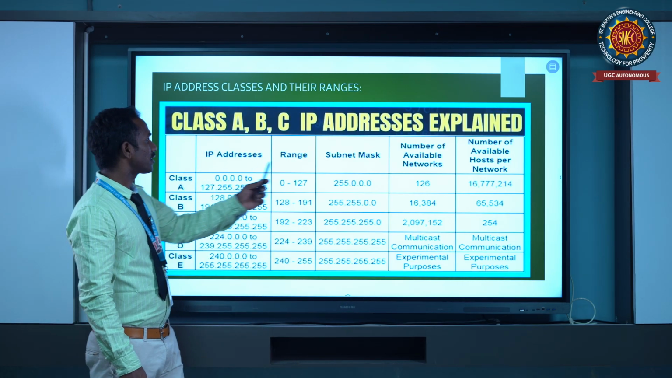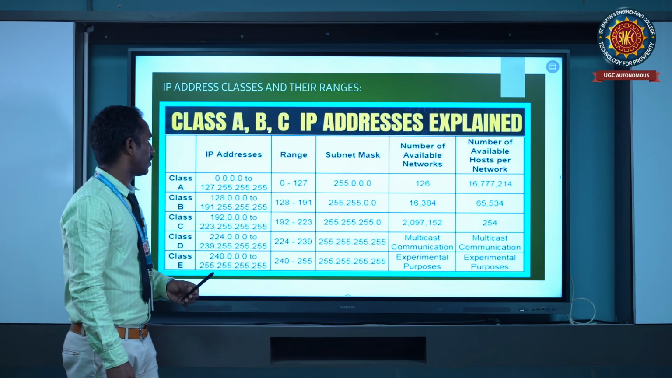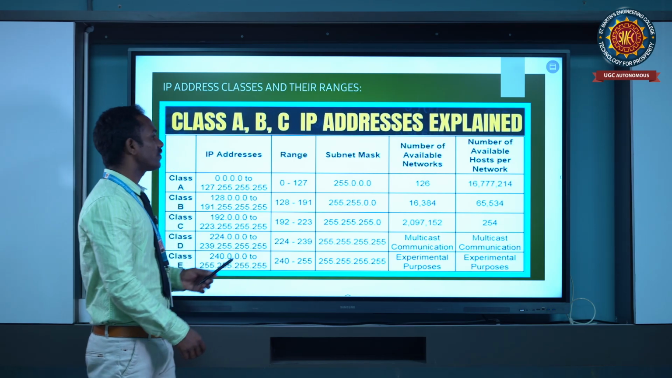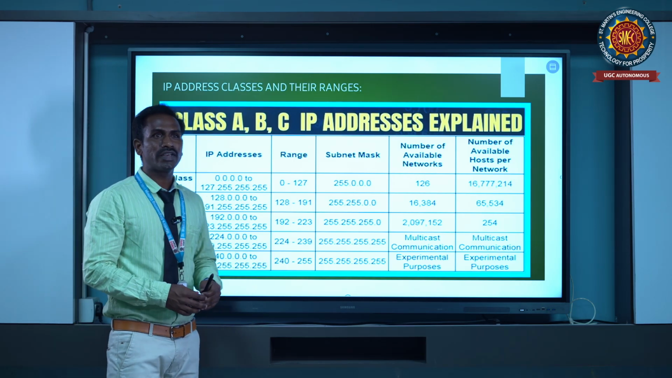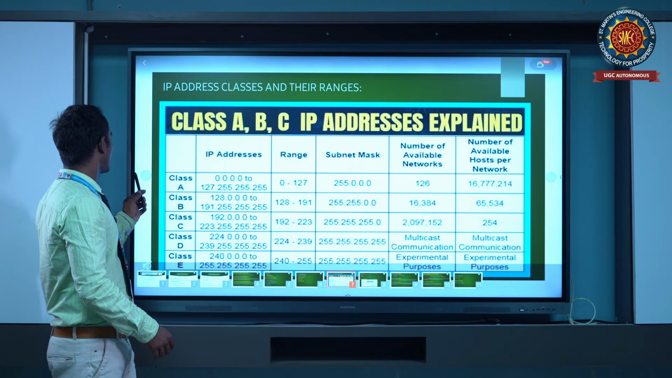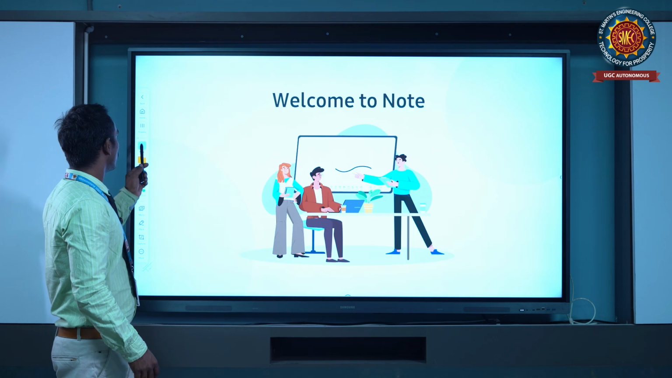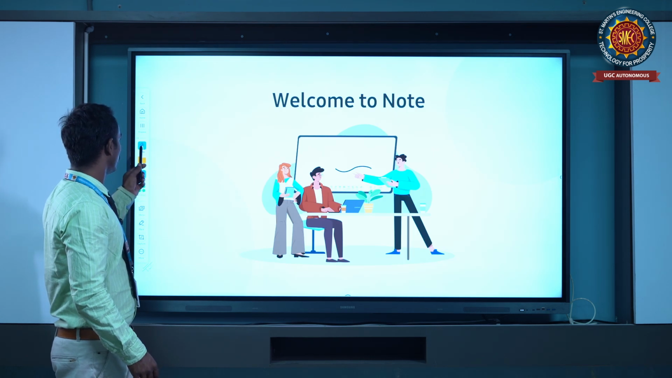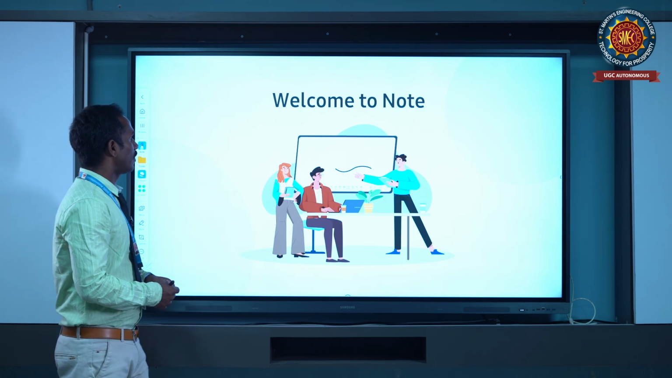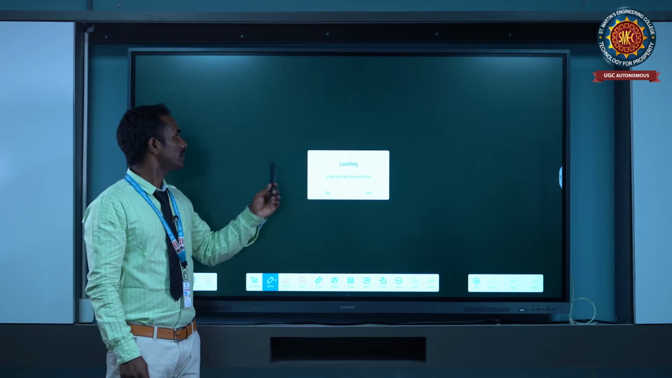The class A range is 0 to 127. So 0 to 127, how to find that? We have to use the fixed bits. What are the fixed bits for class A? The fixed bit for class A is 0.